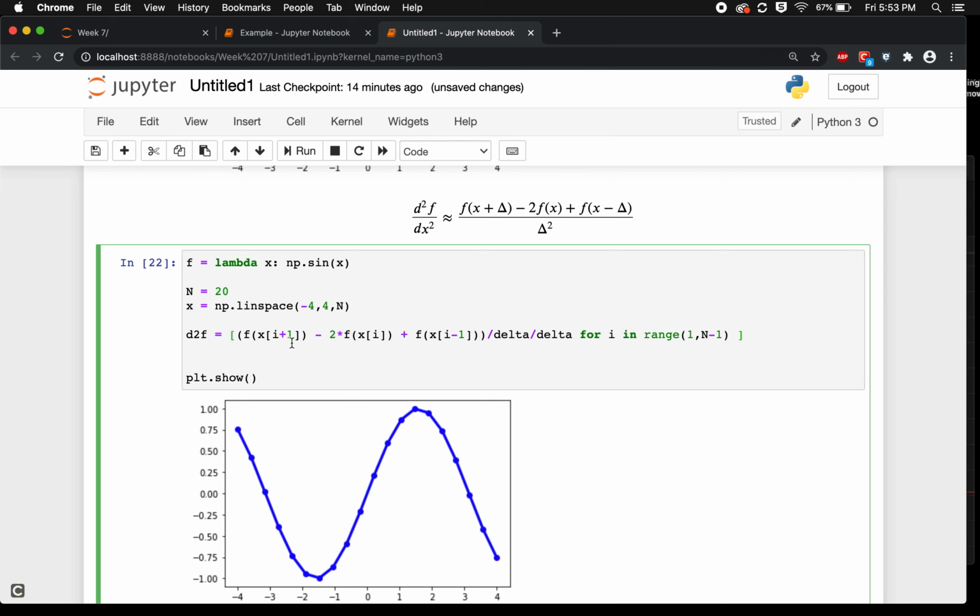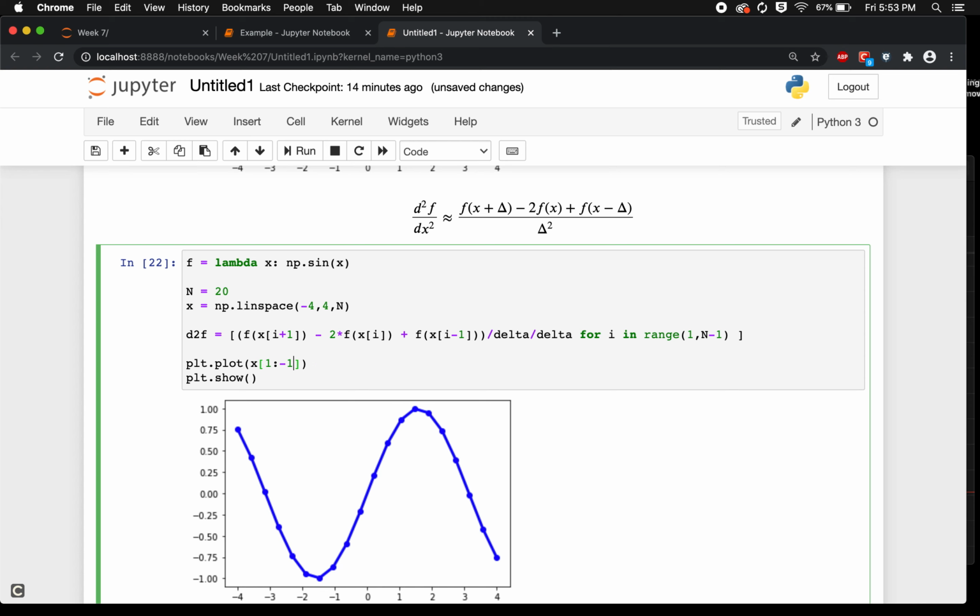And so we have our formula. This is x plus delta, here's the f of x, here's the x minus delta, and here's the delta squared. Because we can't get the last 2 points here, we're only going to do the interior. So this is point 1, and we're going up to, but not including, the last point, which is n minus 1. And so if I want to plot this up, plt.plot, I'm going to do x.